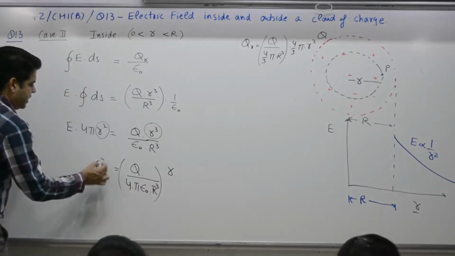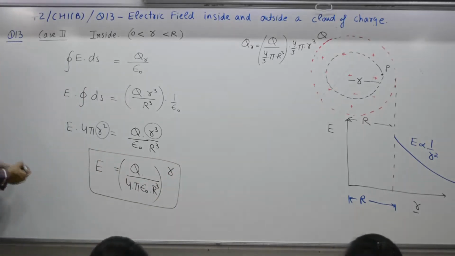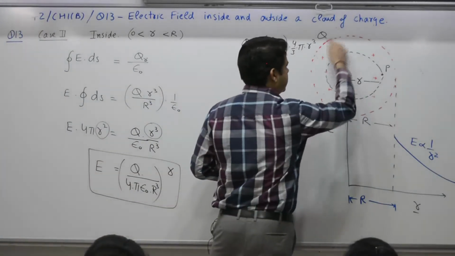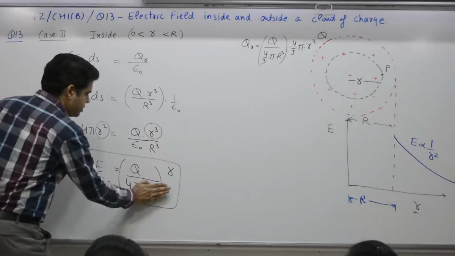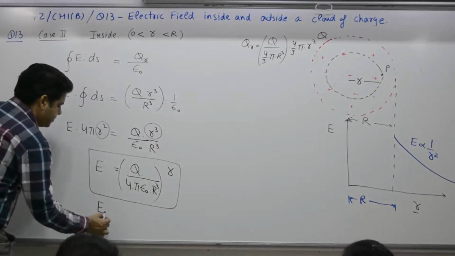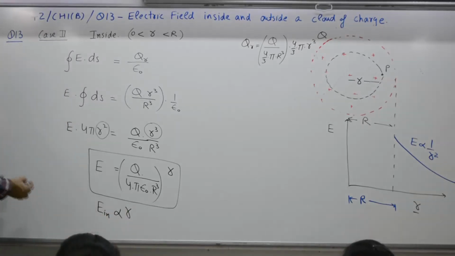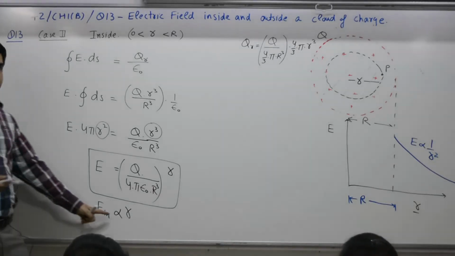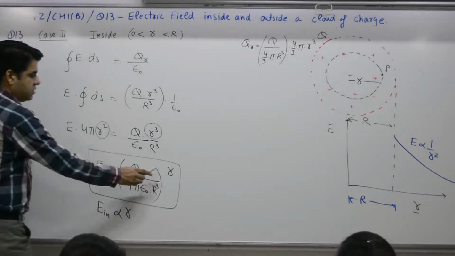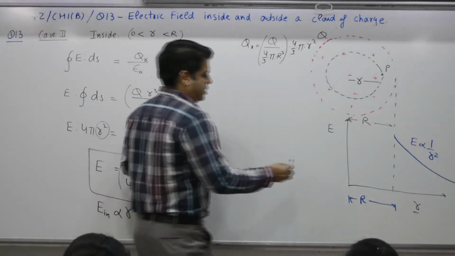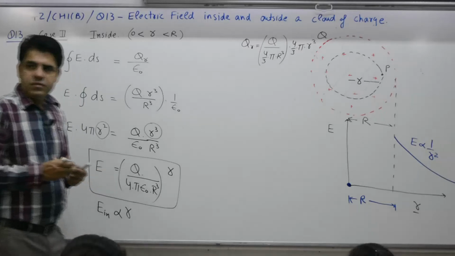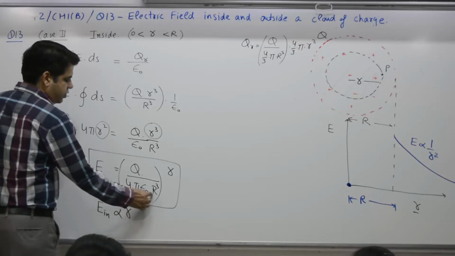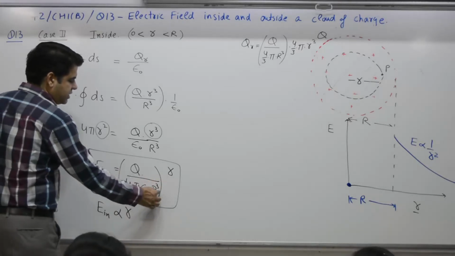So electric field at any distance r when it is inside. This capital Q is a constant. Radius of this sphere is also a constant. So this part is constant, which means inside it is directly proportional to r. What does it mean? Straight line. Y proportional to x means it is a straight line. When r is 0, E is 0, one point. Second point, when r is equal to capital R, it is Q by 4 pi epsilon naught R square.